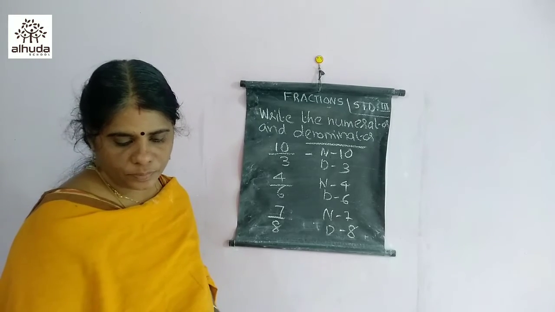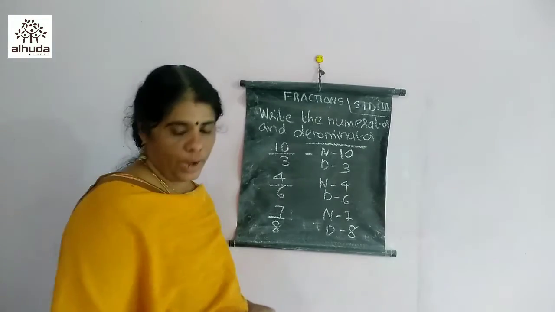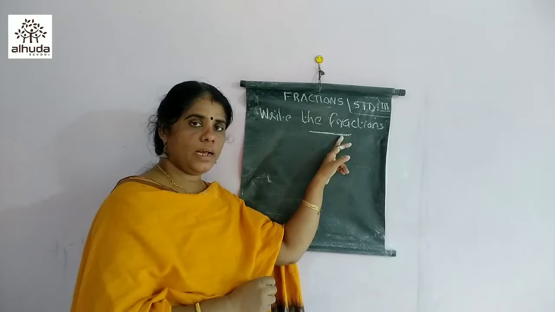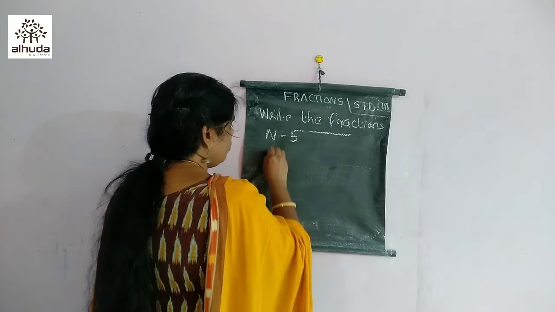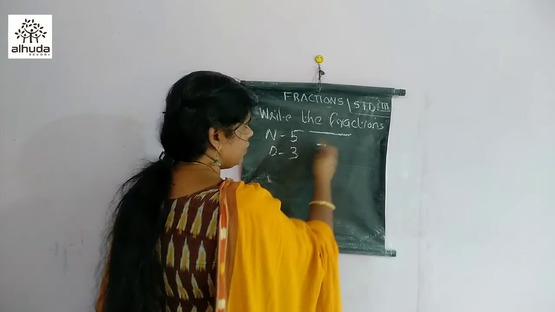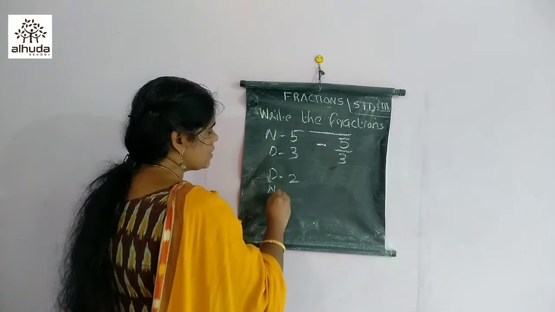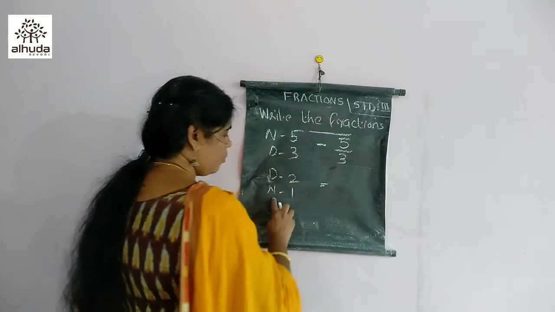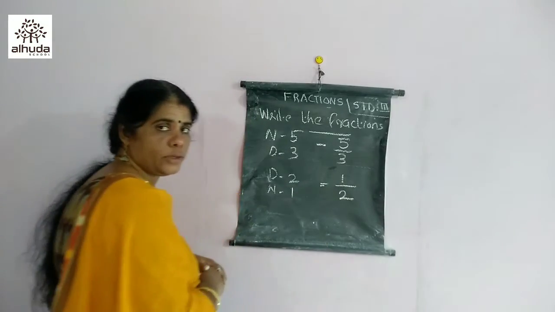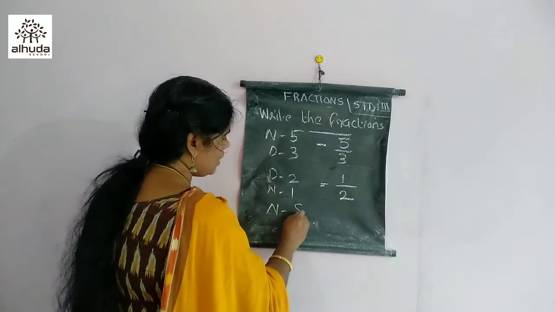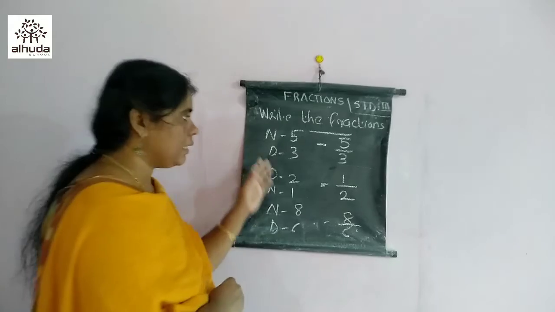Then next, the numerator and denominator are given and you should write the fraction. Write the fractions for the corresponding numerator and denominator. The numerator is 5, denominator is 3. The corresponding fraction is 5 by 3. Here the denominator is 2, numerator is 1. The numerator always comes on top, so it is 1 by 2. The numerator is 8, denominator is 6. That is 8 by 6. This is another type of question.